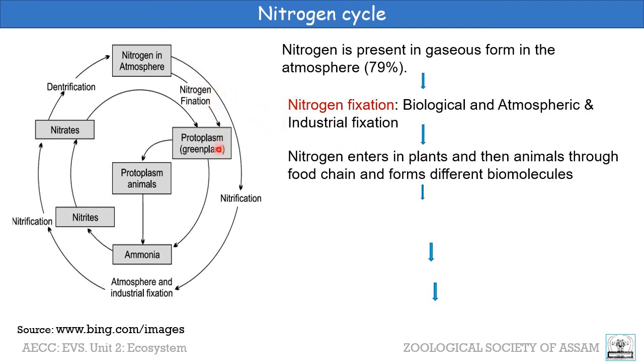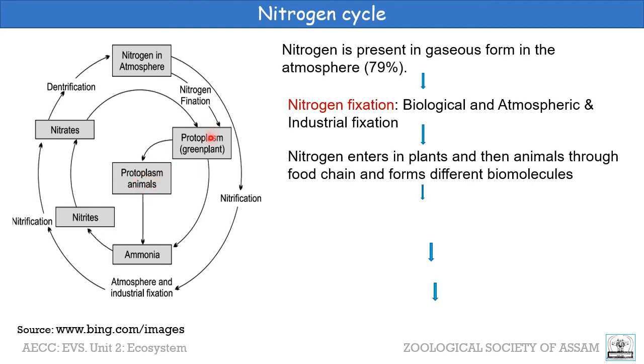After the fixation of nitrogen in the form of ammonia and nitrate, it goes to the plant body. Plants take nitrogen from the soil and it takes part in the formation of different biomolecules of the plant body. Students, as all of you know, nitrogen is one of the important components of protein, amino acid, nucleic acid, etc. So it takes part in the formation of different biomolecules in plants. From plants, nitrogen goes to the animals through the food chain and takes part in the formation of different biomolecules.